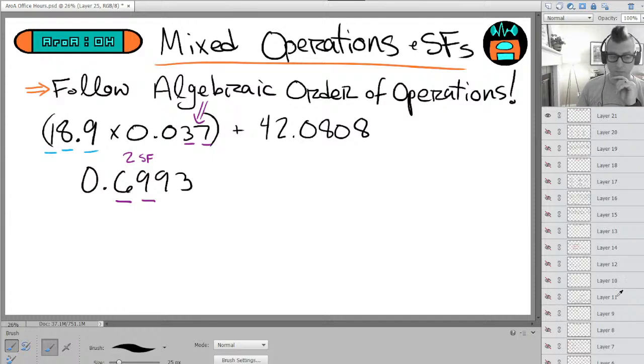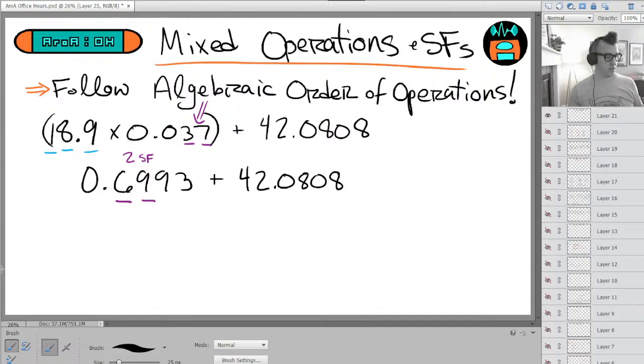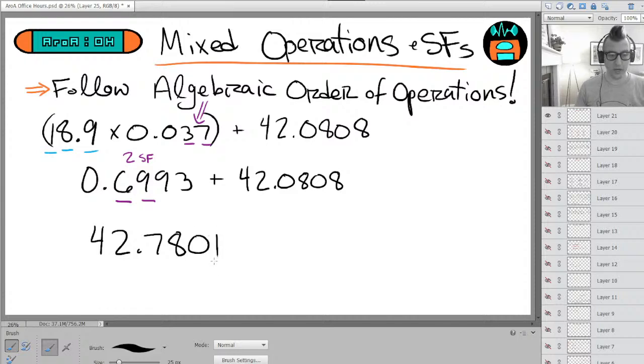All right, now we need to add 42.0808 to this number. And again, I'm just going to punch this in: 0.6993 plus 42.0808. All right, this comes out to be, the value is 42.7801.